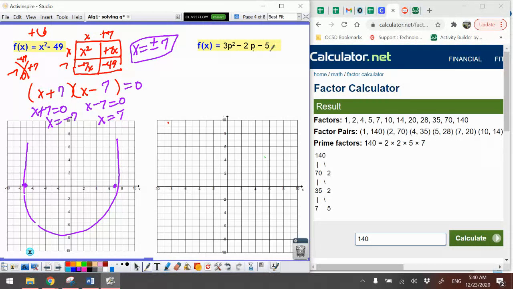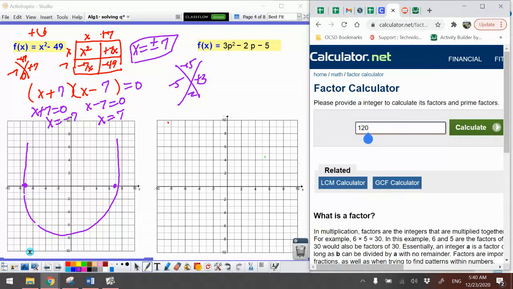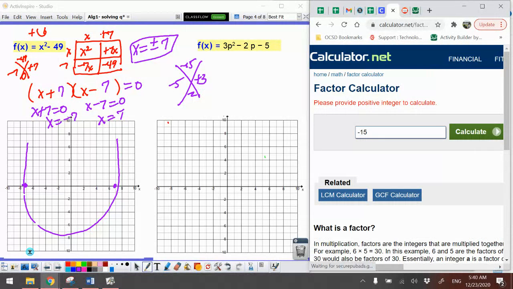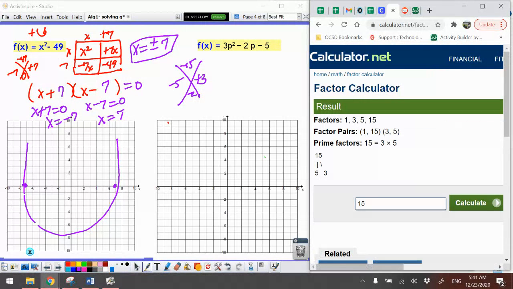Okay, let's see if we can get this one figured out. So we've got 3p squared minus 2p minus 15. So this one we're going to need to go through our steps. We've got a -15 and a -2. So that's going to give me a -5 and a +3. Remember, for those of you who are struggling on how to do that, I'm going to put in a 15. I'm going to calculate. Oops, I guess this one will only take positive numbers, which is fine. So hit calculate, and I see that I have 1, 3, 5, and 15. And the only way that I can get 2 is with this 3 and 5.